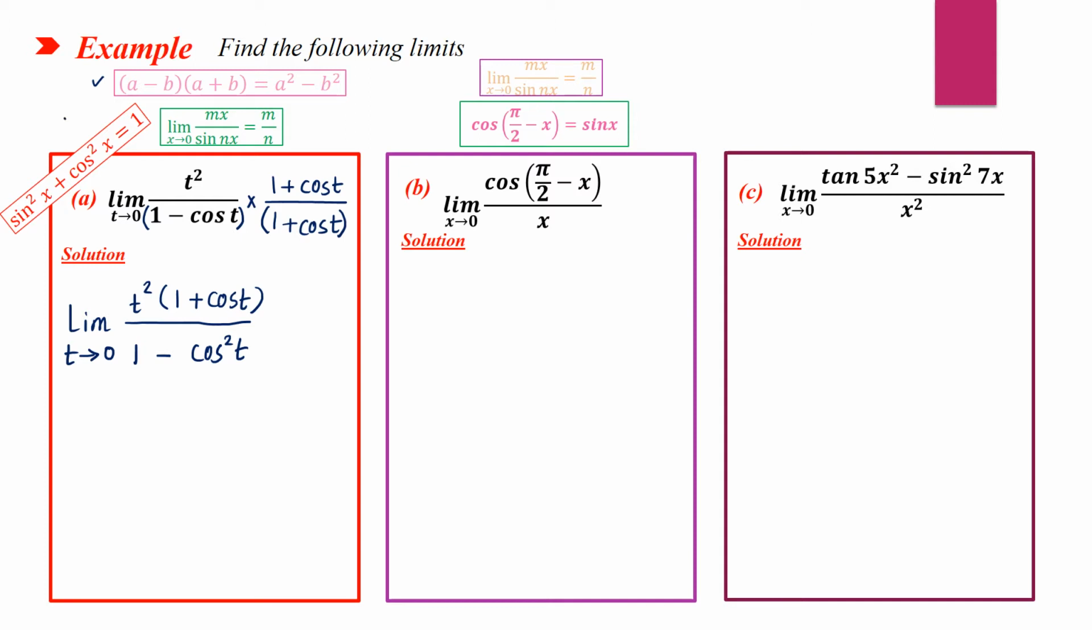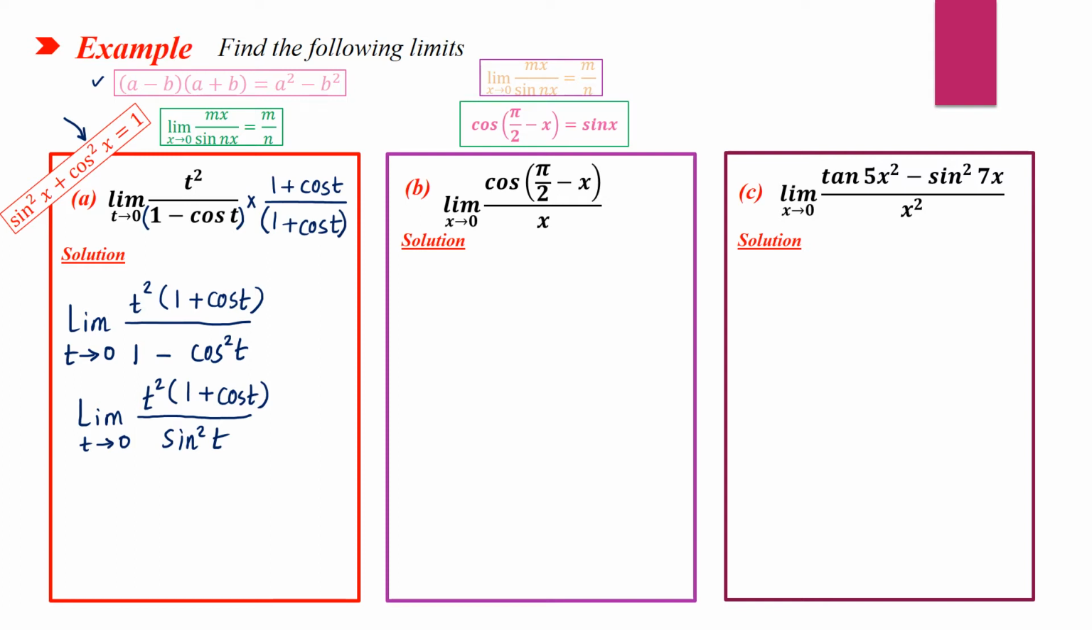And all the students know that sine squared of t plus cosine squared of t equals 1. So as a conclusion, 1 minus cosine squared t equals sine squared t. So you have to rewrite the denominator using this identity as sine squared of t, and up top we have the same t squared multiplied by 1 plus cosine of t, when t goes to 0.